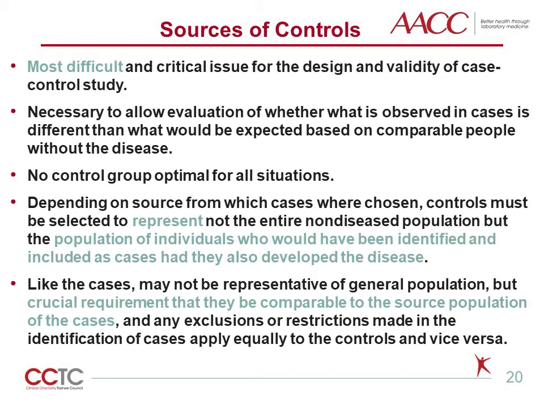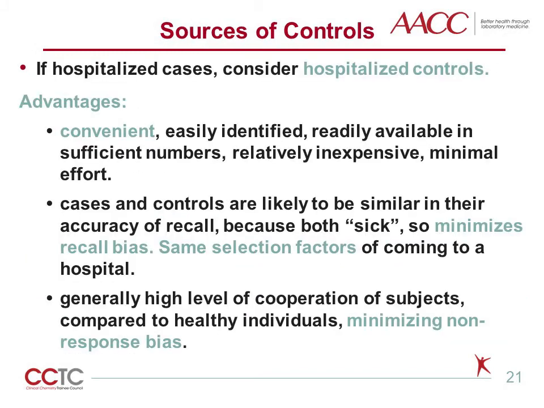Depending on the source from which the cases were chosen, the controls must be selected to represent not the entire non-diseased population, but the population of individuals who would have been identified and included as cases if they had developed the disease. So it is a comparable population to the population which gave rise to the cases. Like the cases, they may not be representative of the general population, but the crucial requirement is that they be comparable to the source population that gave rise to the cases. And any exclusions or restrictions that you made in the identification of the cases would have to also be made to the controls. So the cases and controls have to have the same inclusion and exclusion criteria.